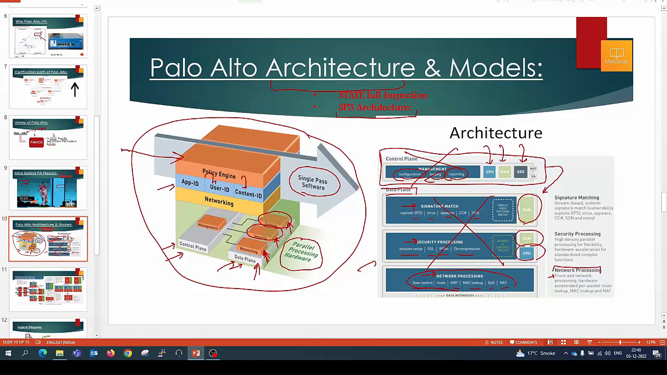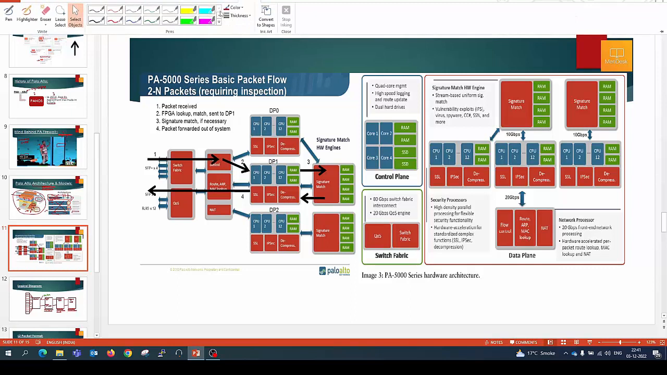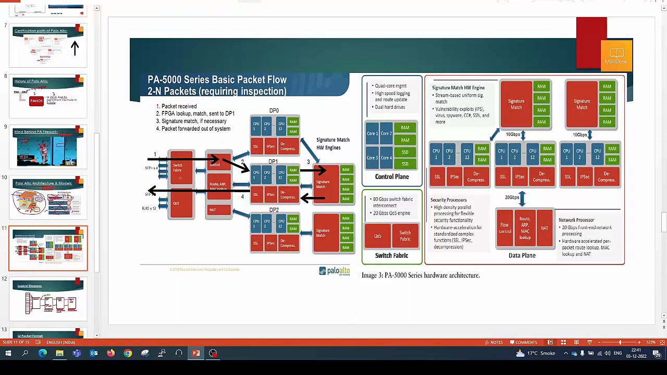Okay. So now, if you want to understand more about this, this is the logical diagram, or you can say flow diagram, of the PA 5000 series. PA 5000 series is a very high-end model where you can see we have what? We have a switch fabric over here, right? Let's discuss this diagram first. We have a switch fabric over here. We have a control plane. We have a data plane.